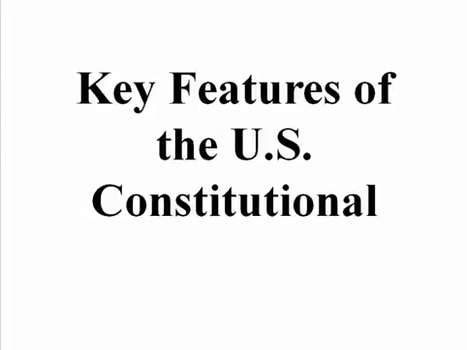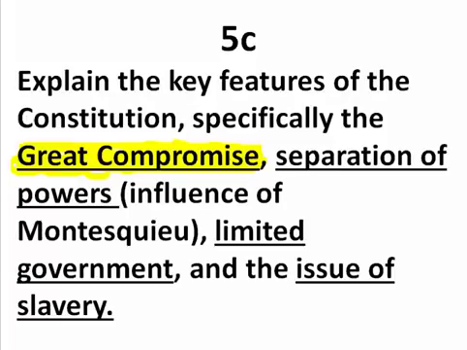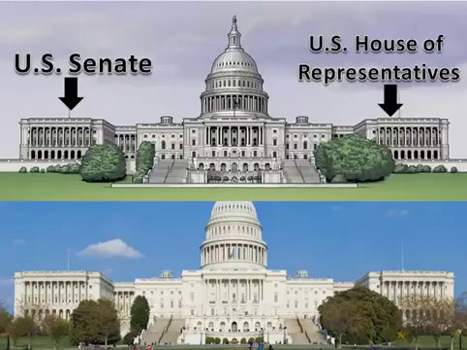So we're going to look at these key features of the United States Constitution, and in this first part we're going to look at the Great Compromise. What is it? If there's a compromise, then something was settled. There's an argument. Essentially what we're going to talk about is the creation of the United States Congress.